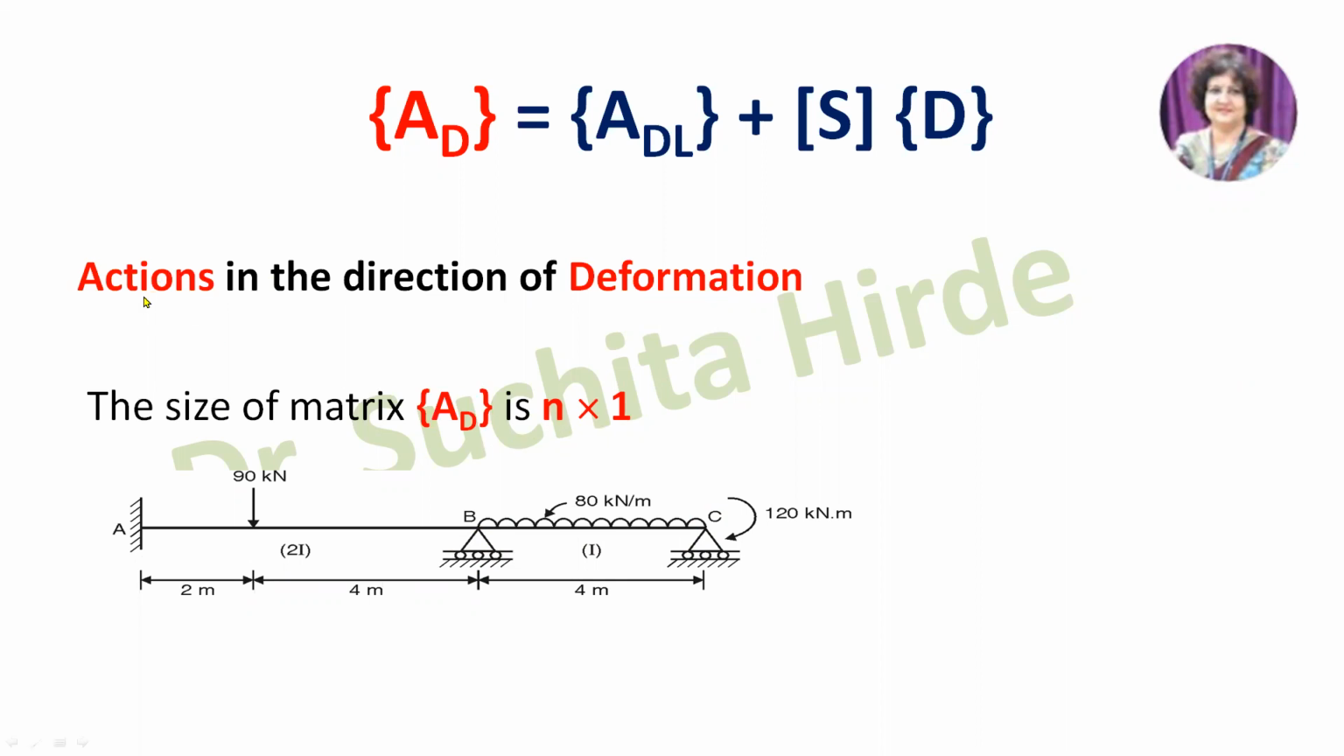So AD matrix means action in the direction of deformation. For example, in this beam, this 120 kilonewton meter is the action in the direction of theta. So this will appear in AD matrix. If there is no external moment acting at B or at C, then AD matrix will be 0.